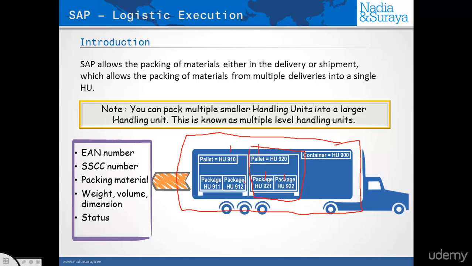For all of these, we have the EAN number, which is the material number. We have the SSCC number, which is a tracking number. We have the packing material, so we can record if we used some boxes, and we can record what type of pallet we were using, for example. We can record the weight, volume, and dimension of each of these, and the status, whether it's been packed, whether it's a multi-level, and so forth.